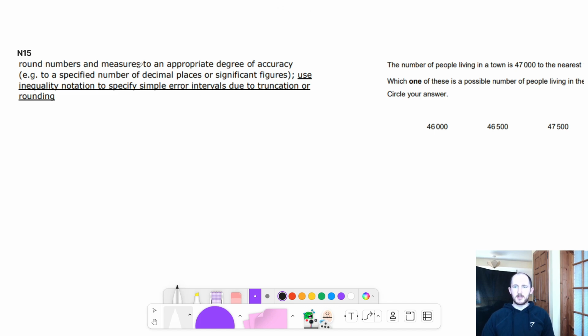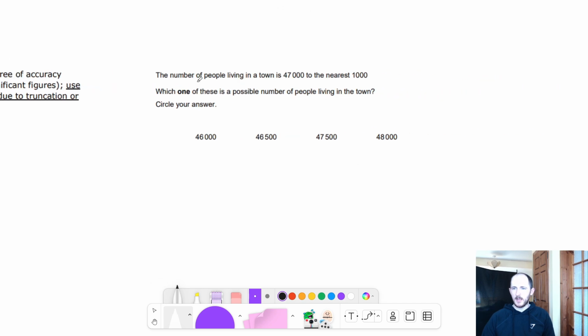You should be able to round numbers and measures to an appropriate degree of accuracy. So just rounding basically. The number of people living in a town is 47,000, to the nearest 1,000. Which of these is a possible number of people living in the town? So what we're going to do, in my method for this, is to round all of these answers to the nearest 1,000. So this one to the nearest 1,000 is just going to stay the same, right? 46,000, because the number after the thousands column is 0. Same thing here. Well, it's 5 or above, so we round up the thousands column. So we know that this could be one of our answers.